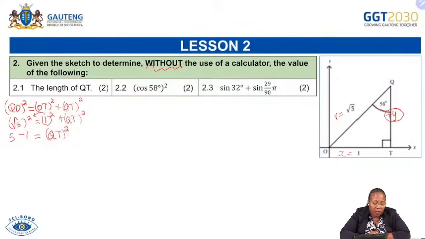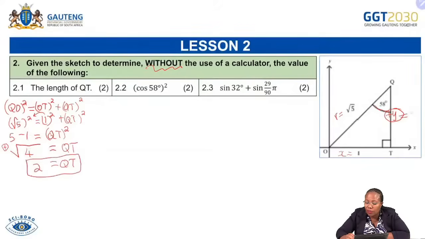And then now this side loses an exponent, QT will be left there, and it is equal to the square root of 5 minus 1, which is 4. We are taking the positive square root because our y is positive. Therefore, QT will be equal to positive 2. So now we have a value of 2 there. So now this is 2 marks. It's 1 for substitution and 1 for getting the correct value of QT there. And then can you see, grade 12?